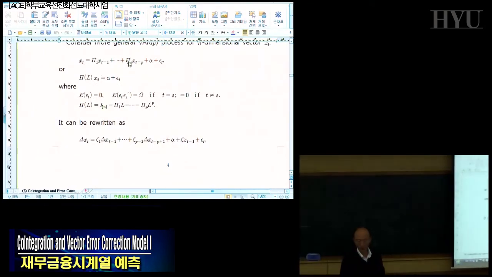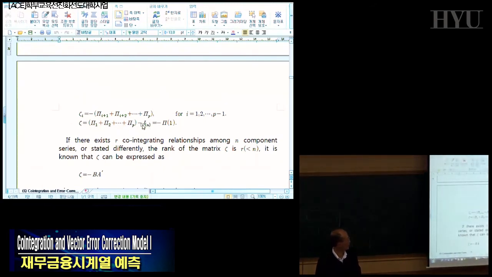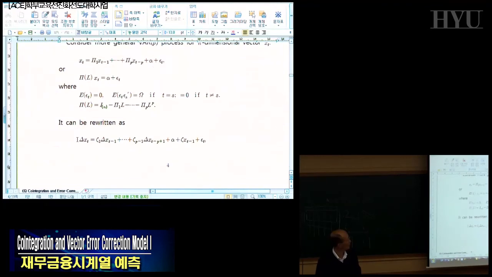If you define zeta using this matrix of parameters in this way, that's the definition of zeta, which is simply this one: all the coefficients summed and subtracting the identity matrix. Okay. So if you define it this way, then it's known that you can rewrite this expression as this one.